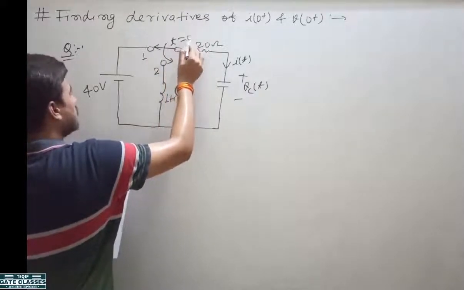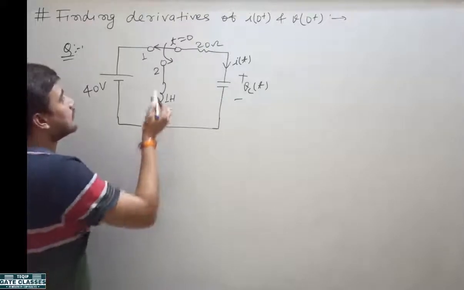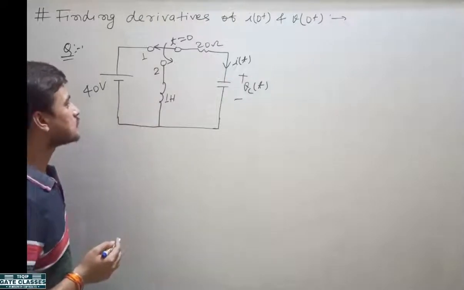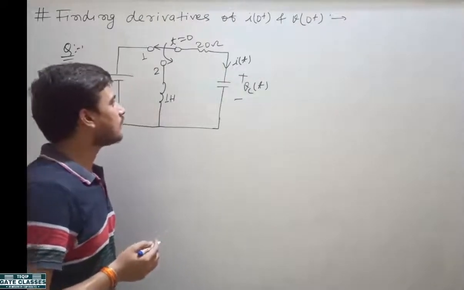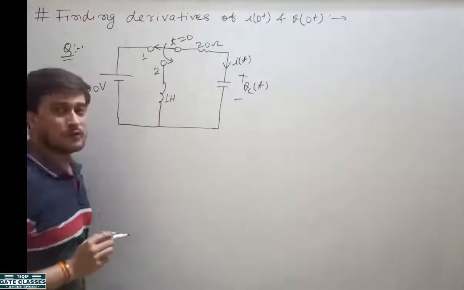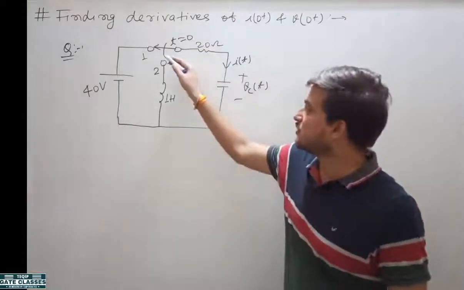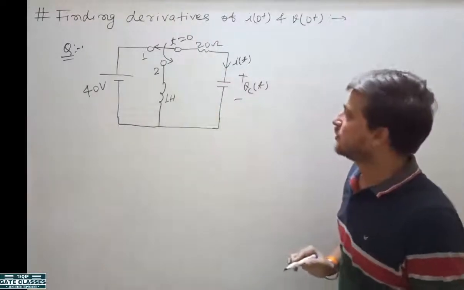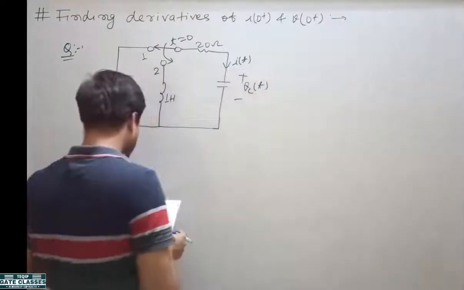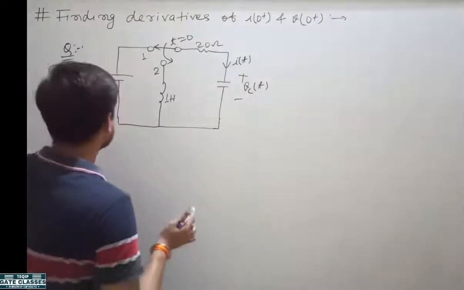At t equal to 0, here they have written that initially the switch was at position 1. Initially the switch was at position 1 for a long time. Then the switch has been moved to position 2 at t equal to 0 plus. So how to calculate di upon dt and d square i upon dt square?